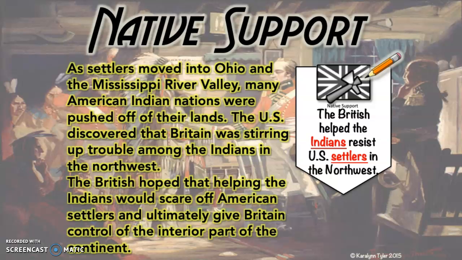Another cause of the war, and this was kind of the last straw for Americans, was that as settlers were moving into the Ohio and the Mississippi River valleys, many Native American tribes were being pushed off their lands, and they wanted to fight back. The U.S. discovered that the British were providing those Native American tribes with weapons. And so that made many Americans angry. On the British perspective, they were hoping that by helping the Native Americans, it would scare off the American settlers, and then ultimately it would give British control of that interior part of the continent.